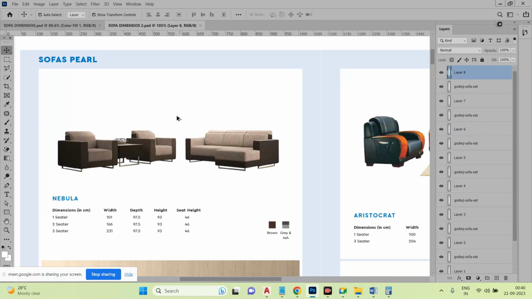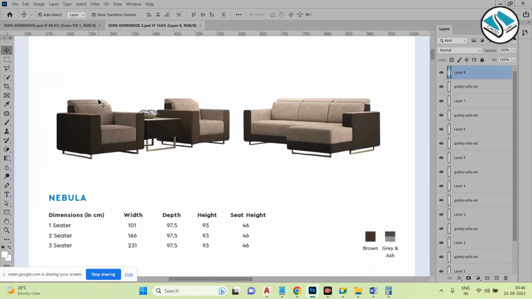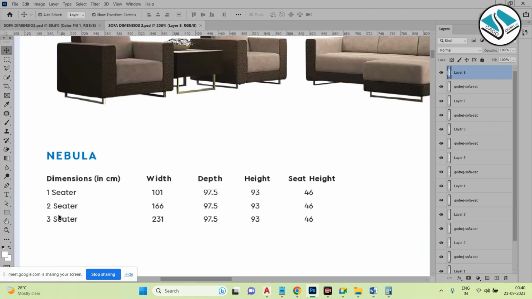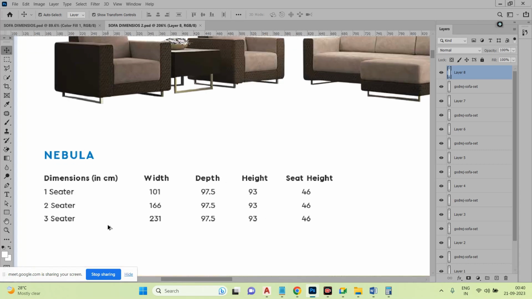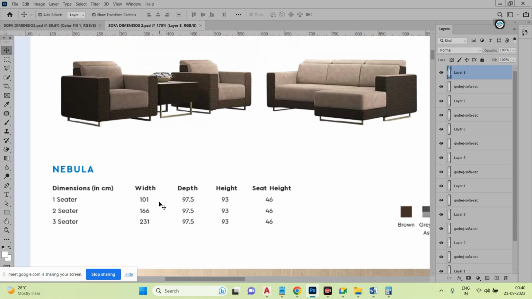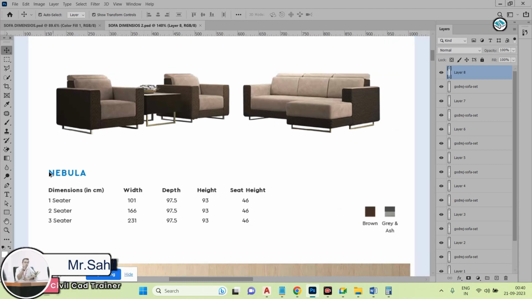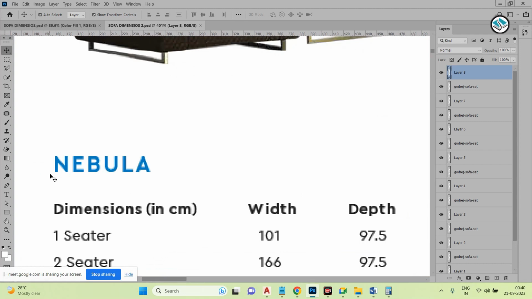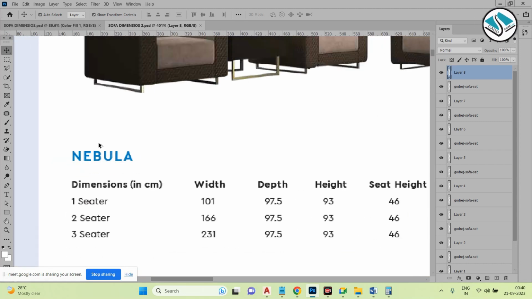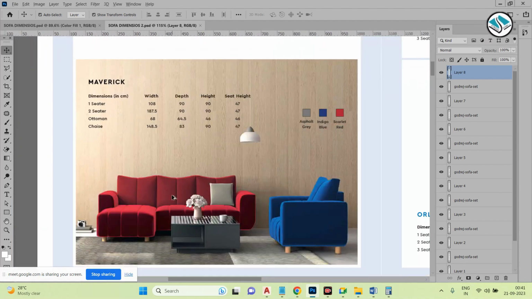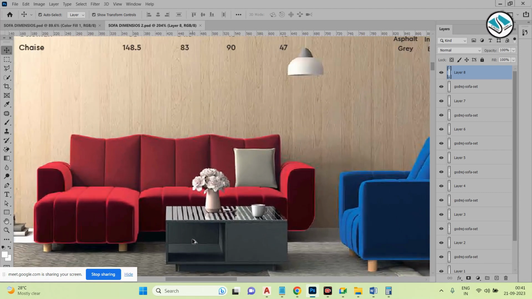And here one thing is very important for you. You can see there are so many kinds of designs and sizes of sofas. And here you can see the complete detail of the sofa that you can mention in your drawing, like one seater width 101 and depth 97, all dimensions in centimeter, height 93, seat height 46. This kind of sofa is called Nebula. There are different names of sofas, like this one, and the second is Maverick.